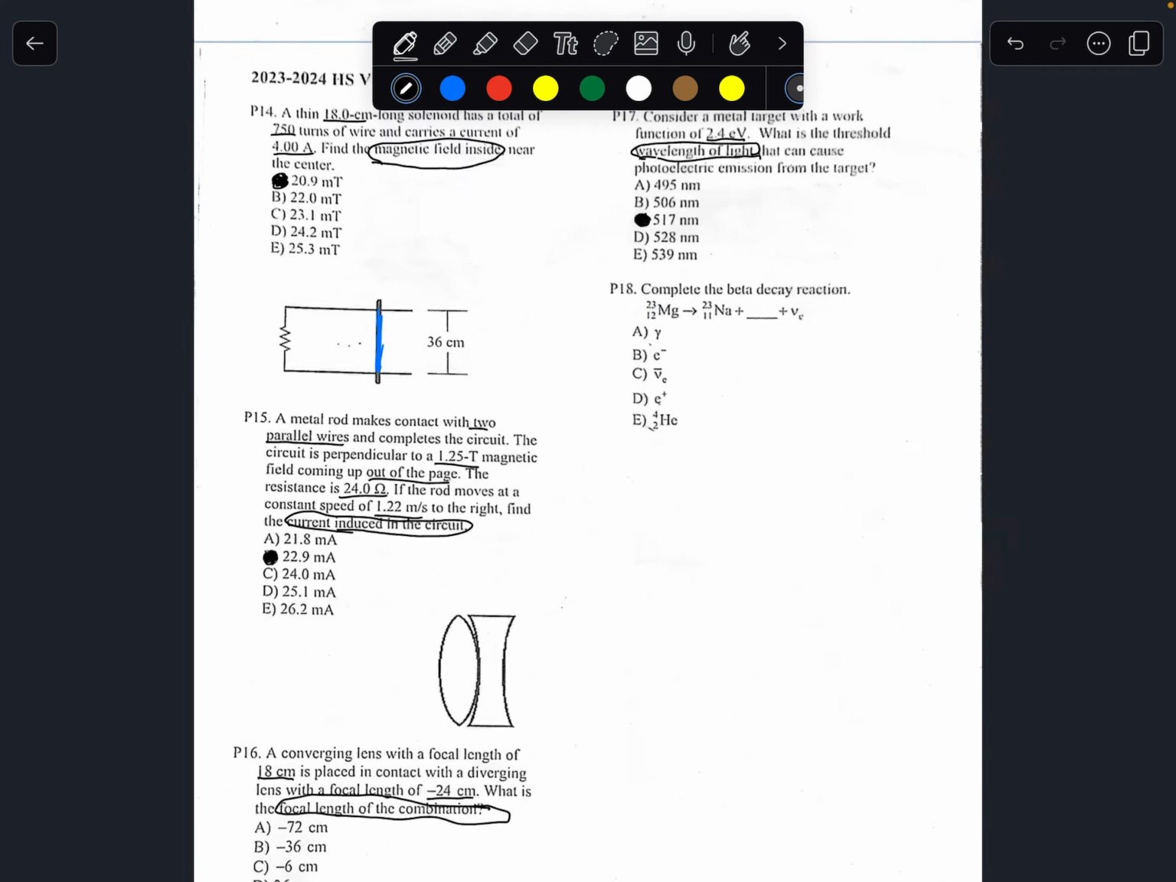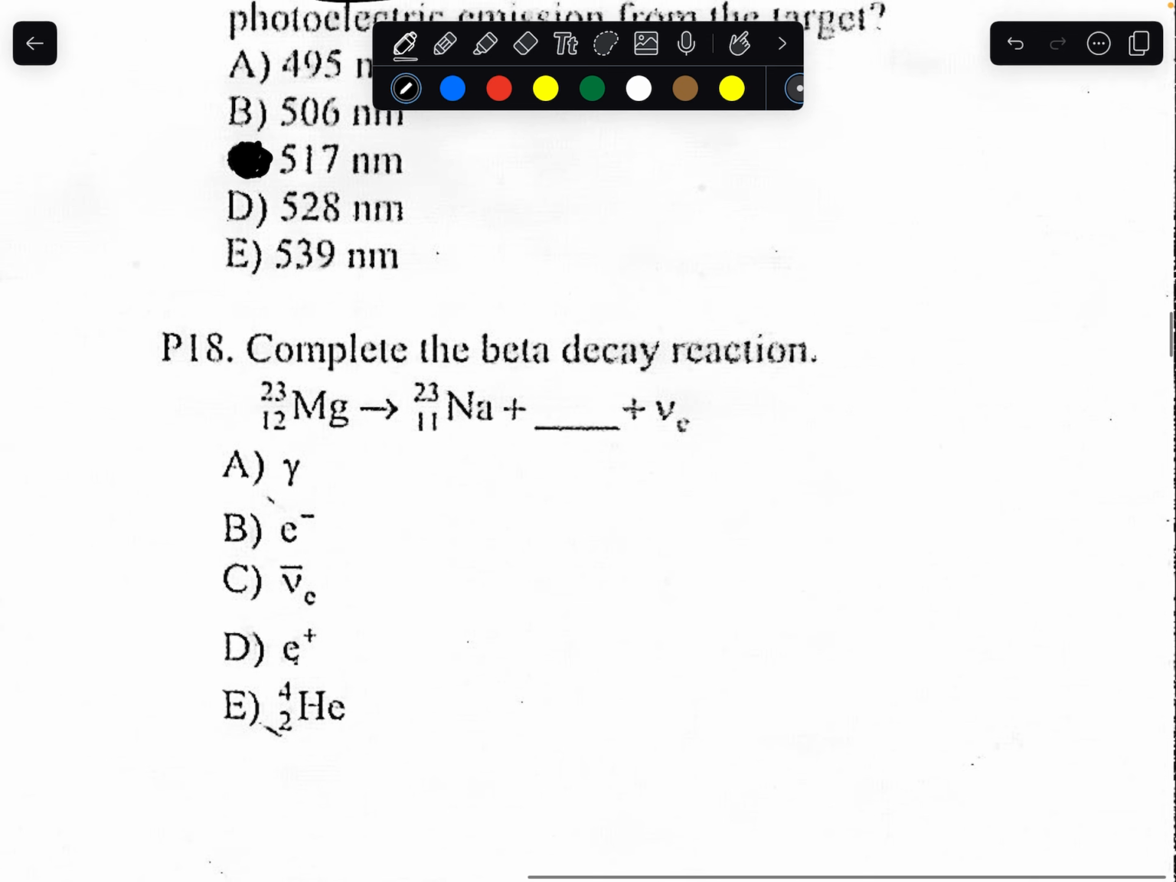Number 18. Complete the beta decay reaction. For this question we want to count the number of atoms, the mass of the object, as well as the proton number. The top number is the mass, or the number of protons plus neutrons. The bottom number is just the number of protons.